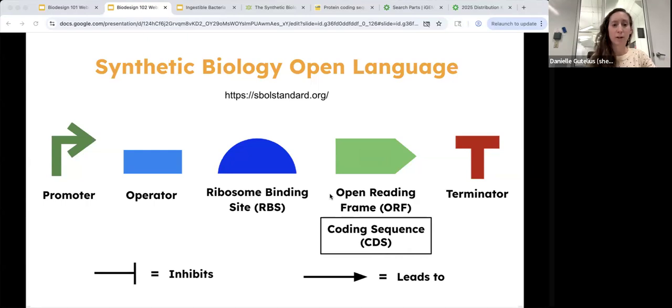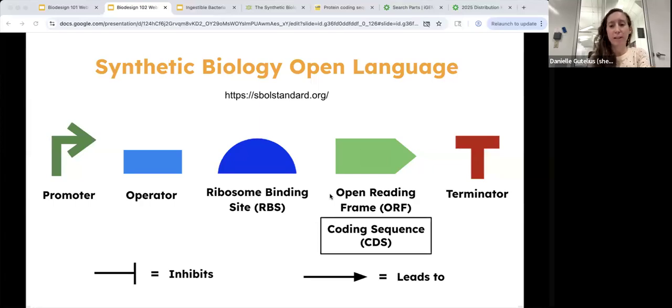We have the promoter, the operator, ribosome binding site, or RBS. The green arrow one you might see defined a few different ways. It might be listed as an open reading frame or ORF. I think iGEM refers to it as coding sequence or CDS. You might also see it as reporter, but you're probably going to see it listed as ORF or CDS. And then you have your terminator. Oh, sorry, CDS stands for coding sequence.